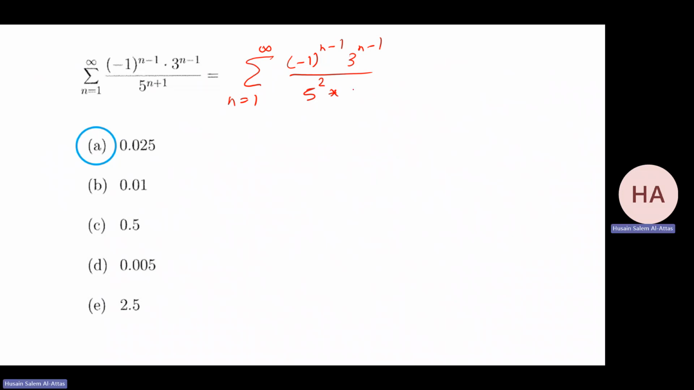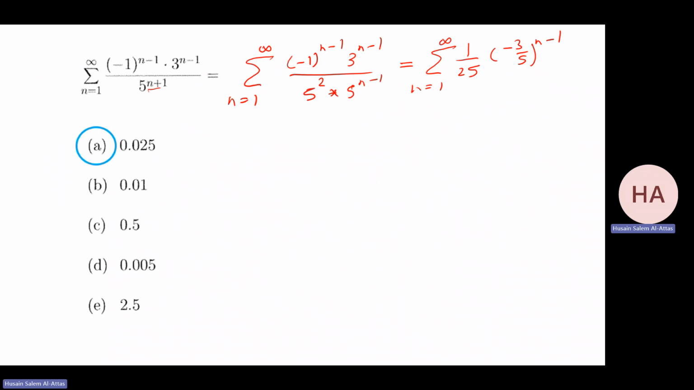Yeah, because I need it to be the same power. So I make this n minus 1 plus 2, as a product, 5 squared times 5 to the power n minus 1. So this one I can rewrite as the summation from n equals 1 to infinity of 1 over 25, which is 5 squared, times minus 3 over 5, all to the power n minus 1.